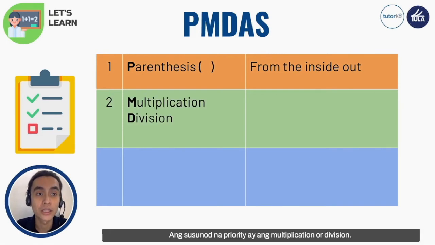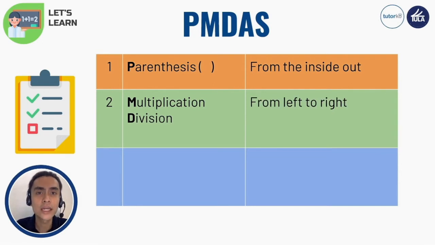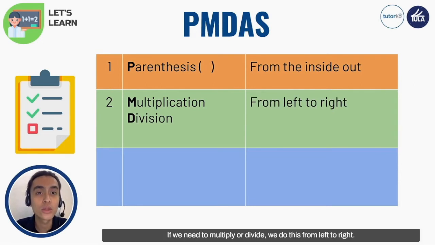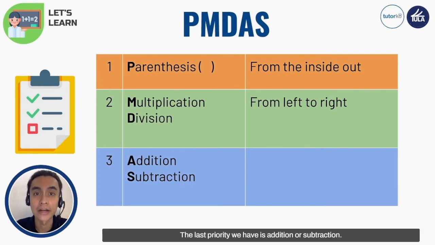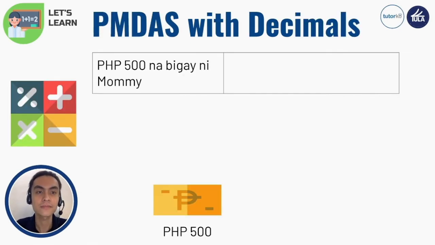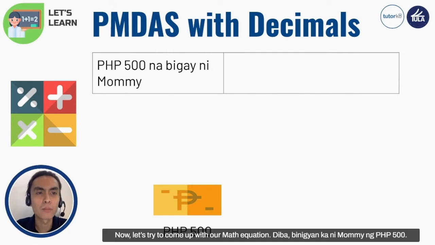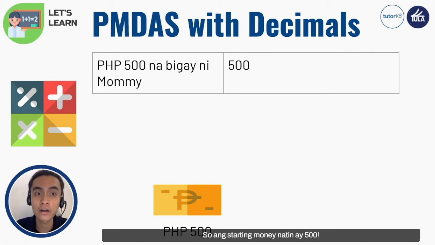Ang susunod na priority ay ang multiplication or division. If we need to multiply or divide, we do this from left to right. The last priority we have is addition or subtraction. Katulad ng kanina, we solve this from left to right. Now, let's try to come up with our math equation. Diba, binigyan ka ni mommy ng 500. So, ang starting money natin ay 500.